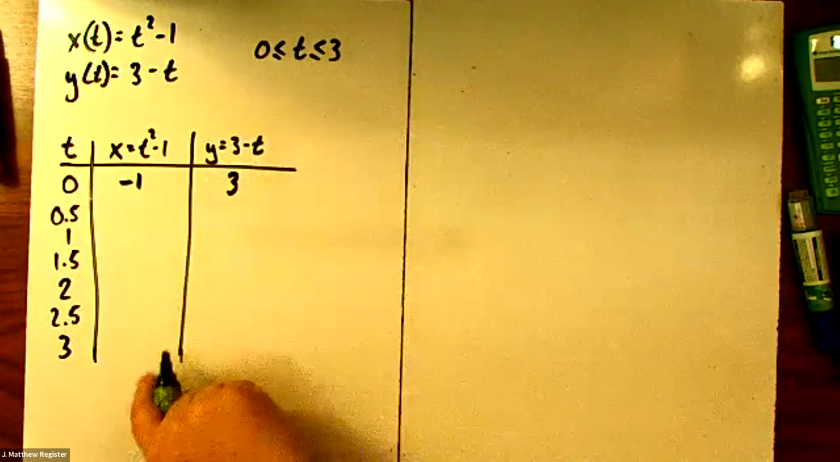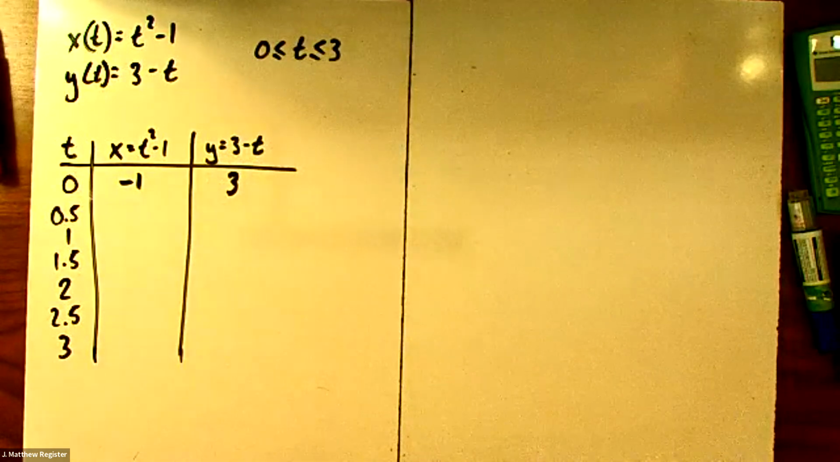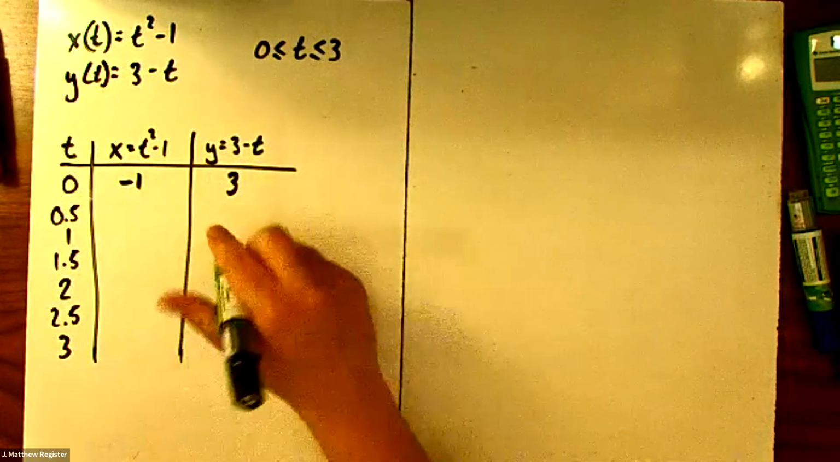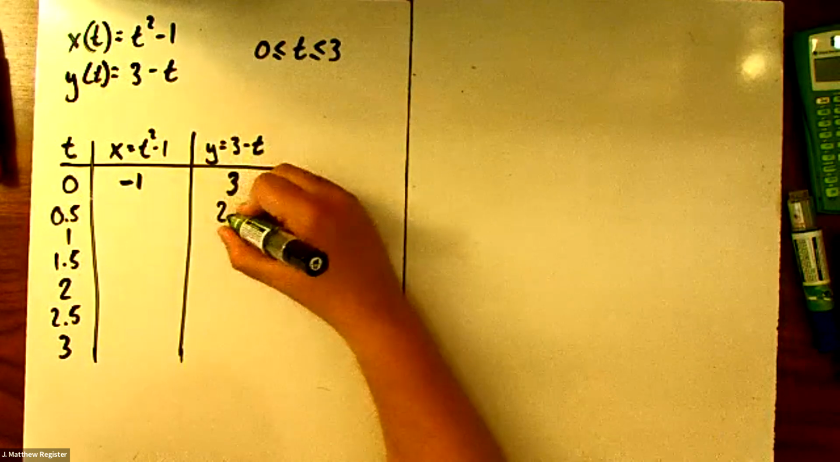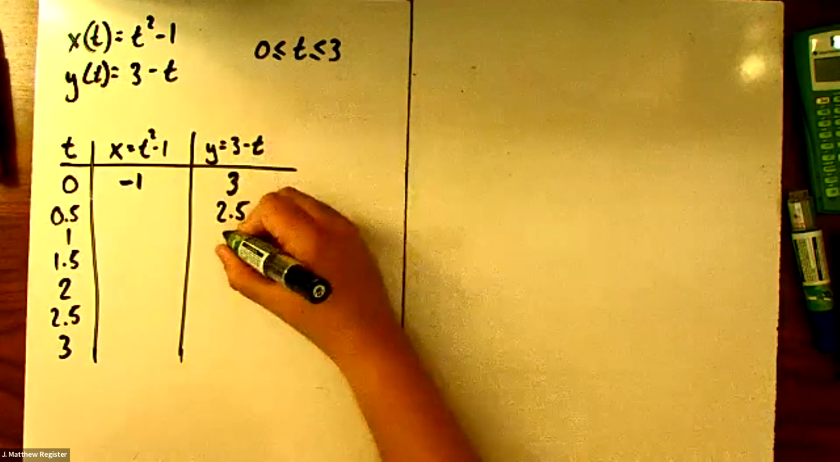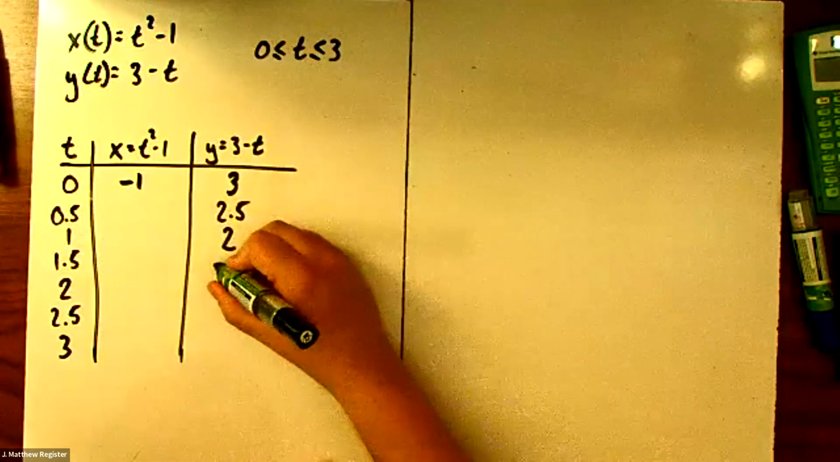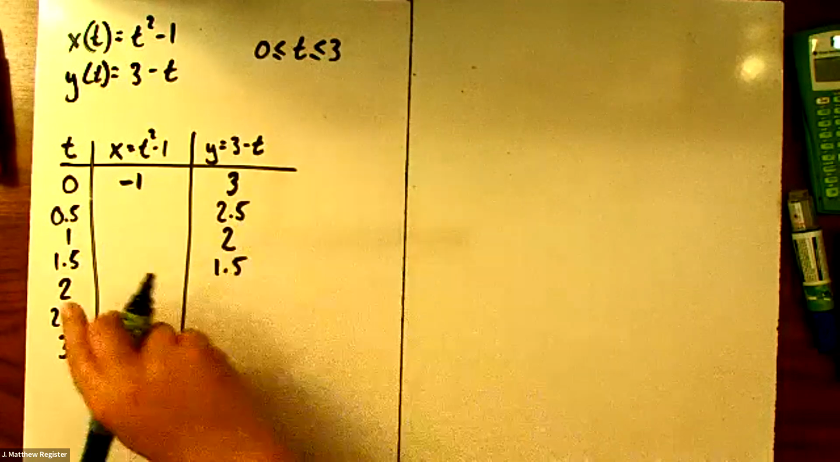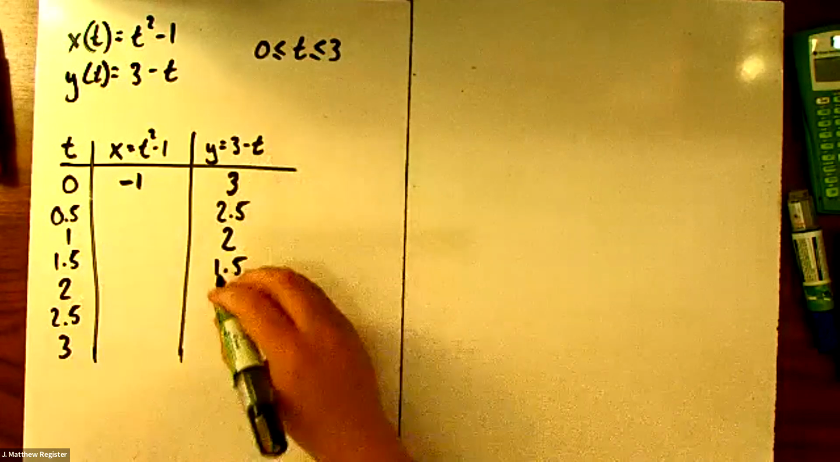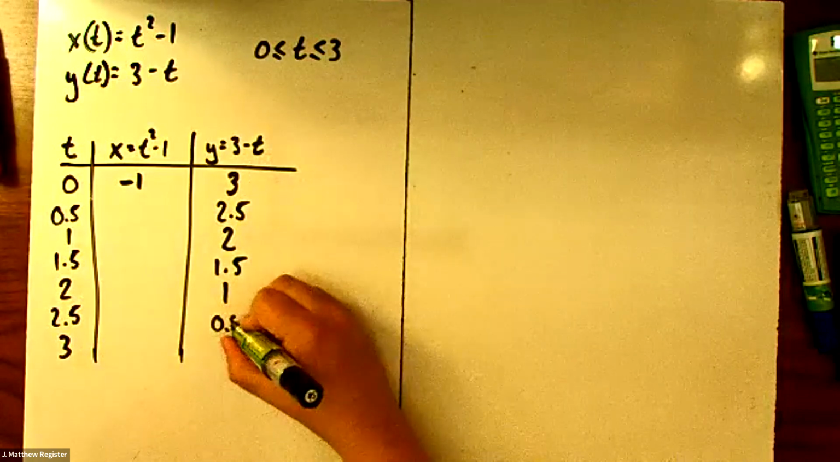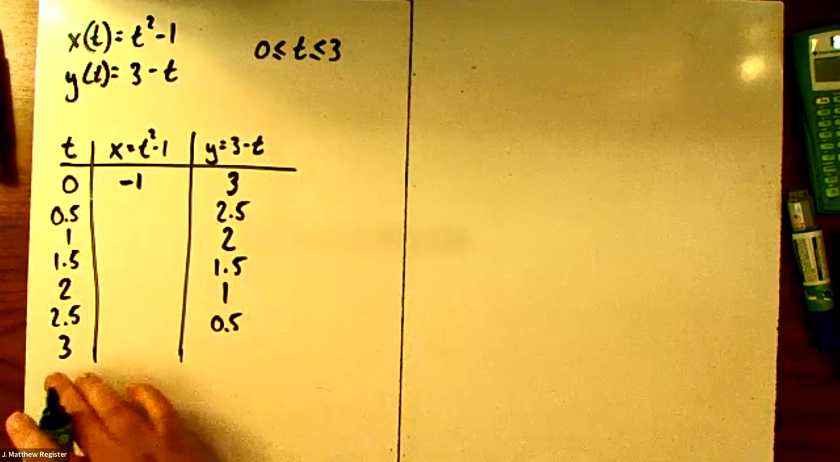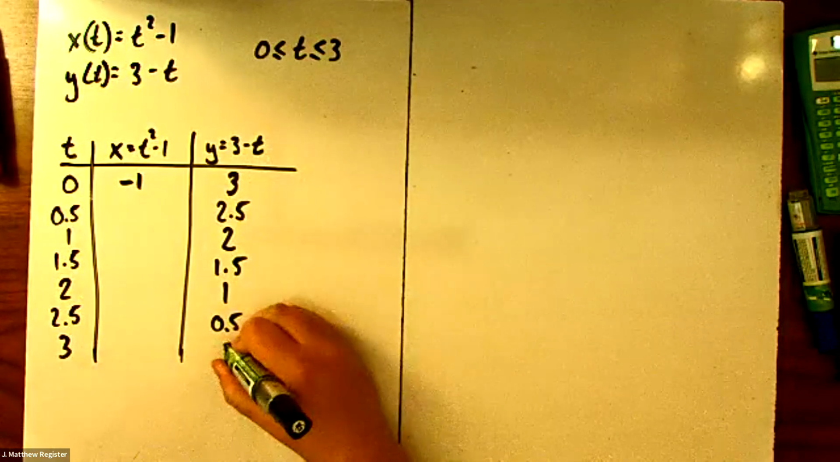And then we just have to do that for all of the remaining values. The y value is actually going to be pretty quick, so let's do that one very quick. We get 3, 2.5, 2, 1.5, 3 minus 2 is 1, 3 minus 2.5 is 0.5, and then 3 minus 3 is 0.